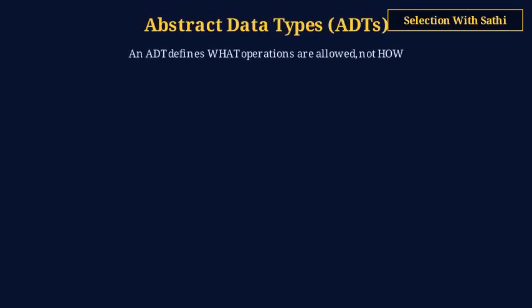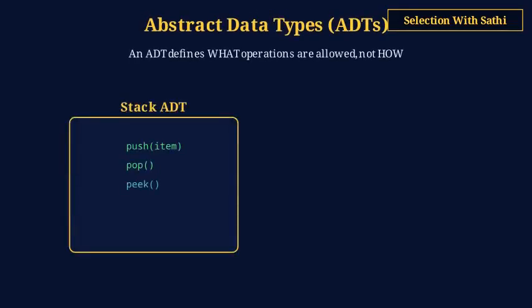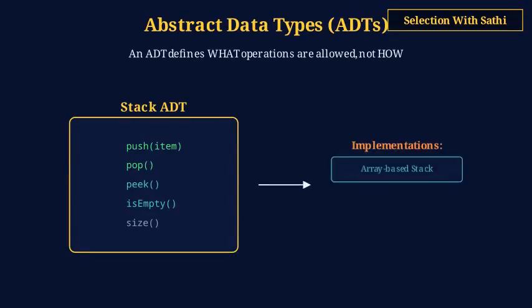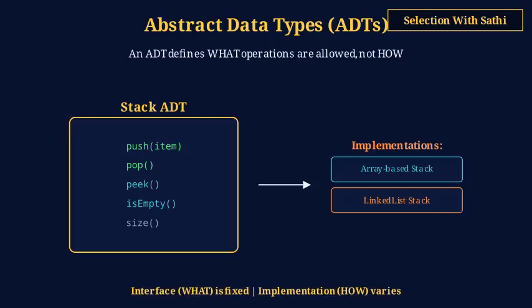Now here's a concept that GATE loves to ask about. Abstract data types, or ADTs. An ADT is a mathematical model that defines a data type by its behavior from the point of view of the user. It specifies what operations can be performed, but not how they are implemented. Think of it like a TV remote. You press the volume button and the volume changes. You don't need to know the electronics inside the remote.